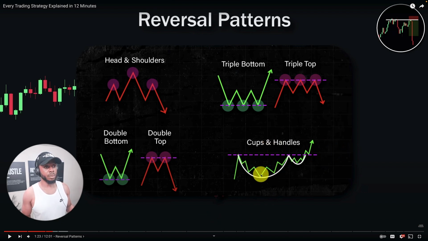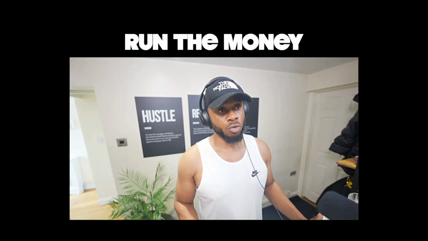For me, though, this is what I was talking about here or here. If I see a top and another top, that to me is a double top. I would want to run the money.